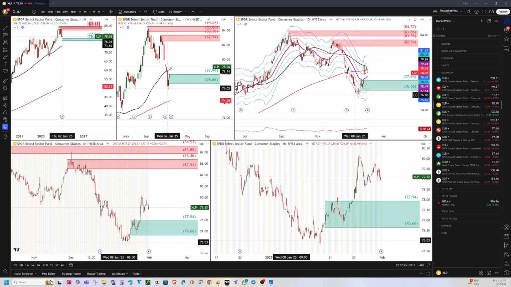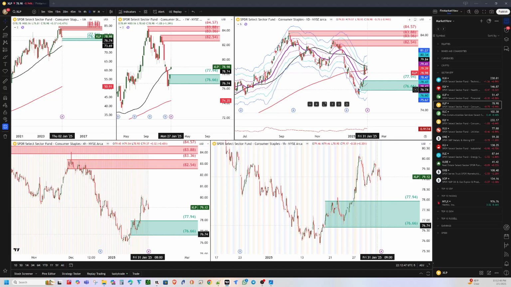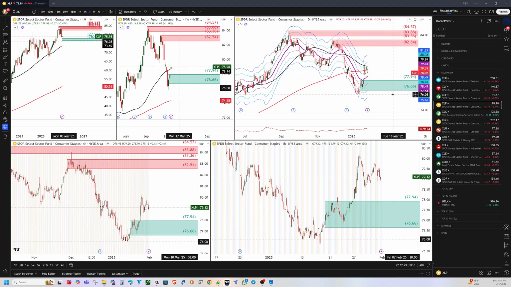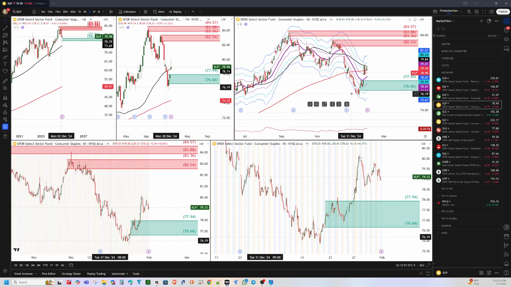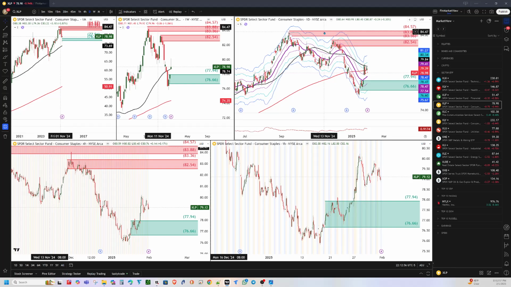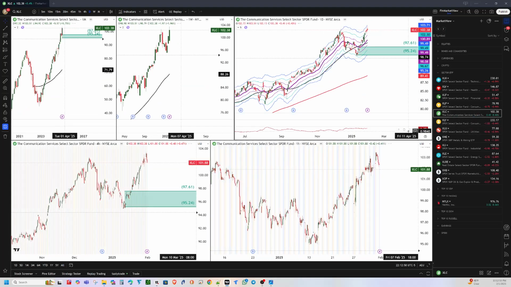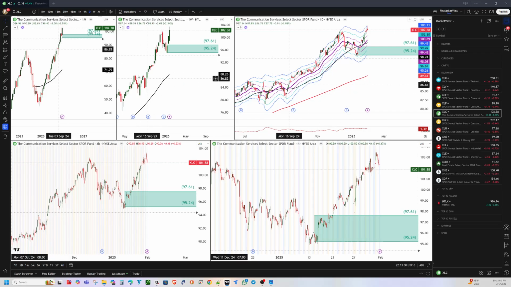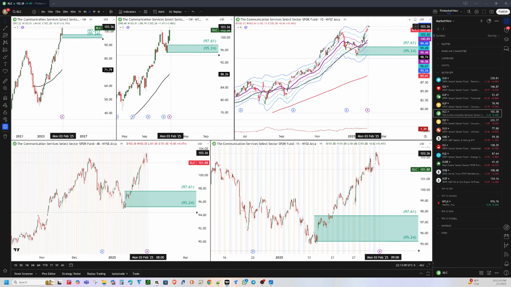XLP, consumer sector. These are the closest key price levels. Right now the price is 78. I'm looking at the 77, 76 buy zone, and then the 82, 85 sell zone. XLC, communication sector. This is a massive uptrend, and it just barely breached the new high. If I want to re-enter the market, I would like to wait for a little sell-off on the XLC, and then wait for a 97 buy opportunity in the future to make a new high, another trend.